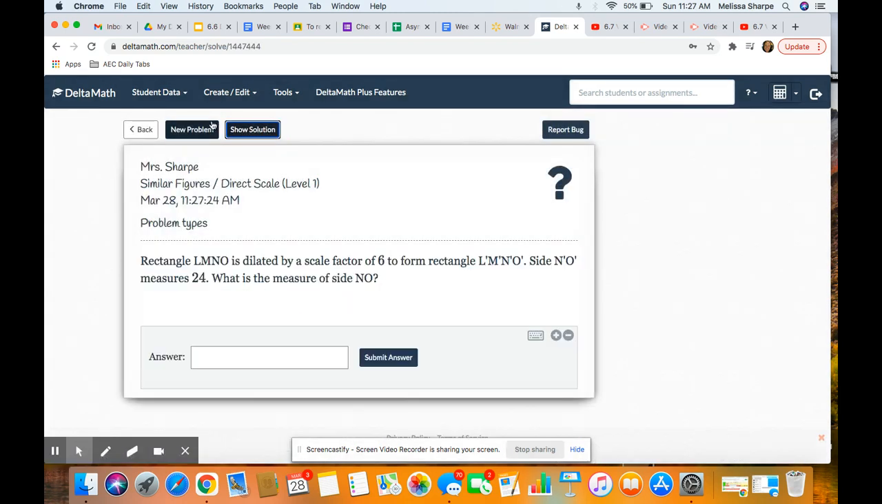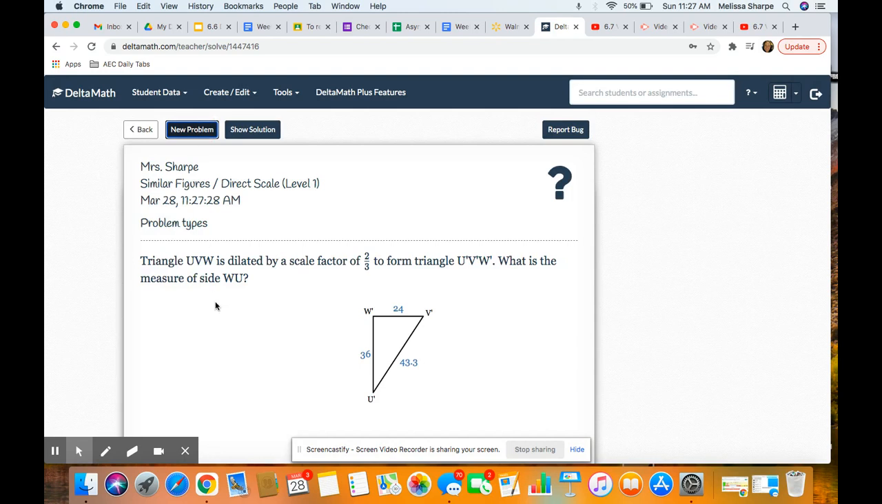Show the question. Let's do a new problem. Oh, some of them look a little different. So triangle UVW is dilated by a scale factor of 2/3 to form the primes of it. What is the measure of side WU? All right. So we need to look at, this is the image. So we want the pre-image. So we're going backwards. Okay, so they really are trying to trick you on this one.